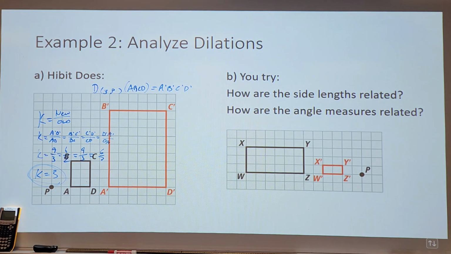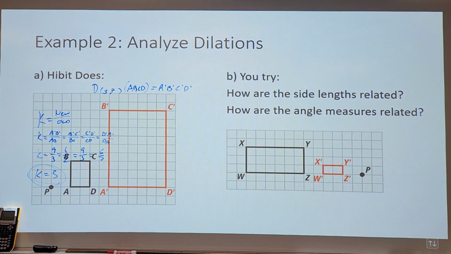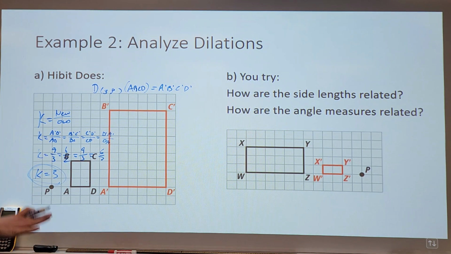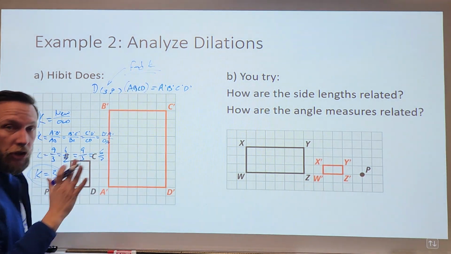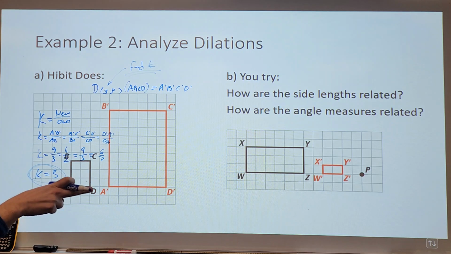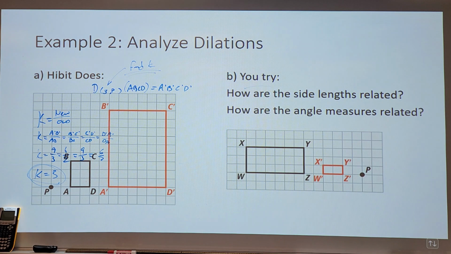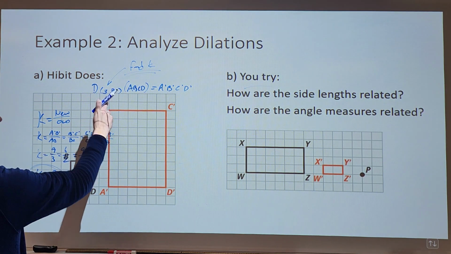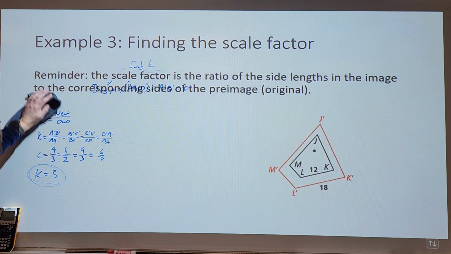All right, my dilation, 3 comma P of ABCD, is equal to A prime, B prime, C prime, D prime. Writing that rule is huge. Identifying k is huge. Can you do that on letter B? You go ahead and try that. What are the side lengths? How are they related? How are the angle measures related, etc.? Answer those questions. Write out your dilation statement. Find that k value and tell whether or not those angles are congruent or those side lengths are proportional.